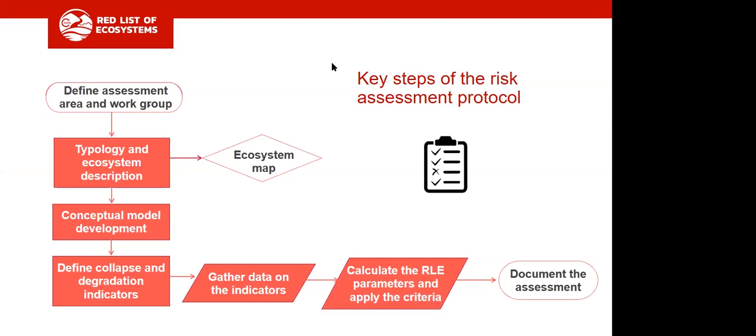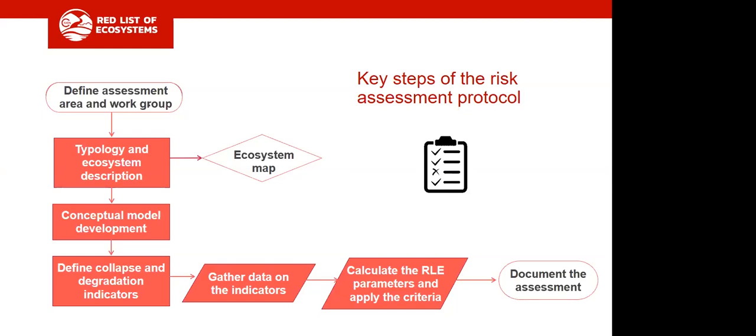That's followed by the construction of a conceptual model, which is a diagram that shows those key components and key interactions. It's the basis for identifying which key indicators we should be assessing for that ecosystem unit. We should be measuring, or how we should be defining, the collapse thresholds for those units. So it summarizes our understanding of how these ecosystems work, and the key indicators that we might use to assess them.